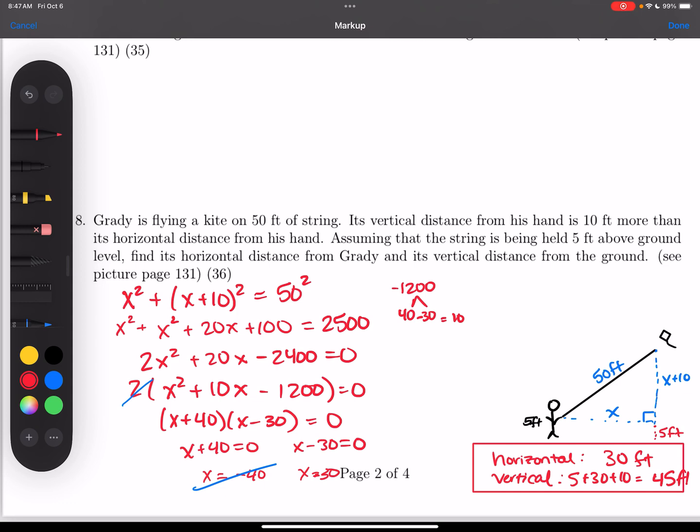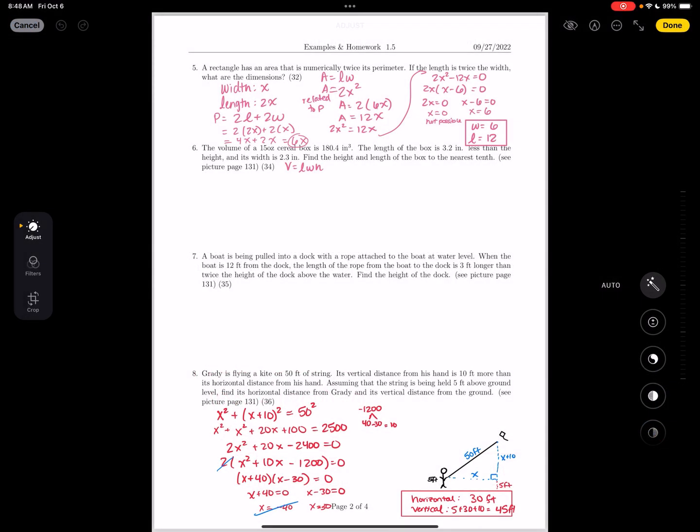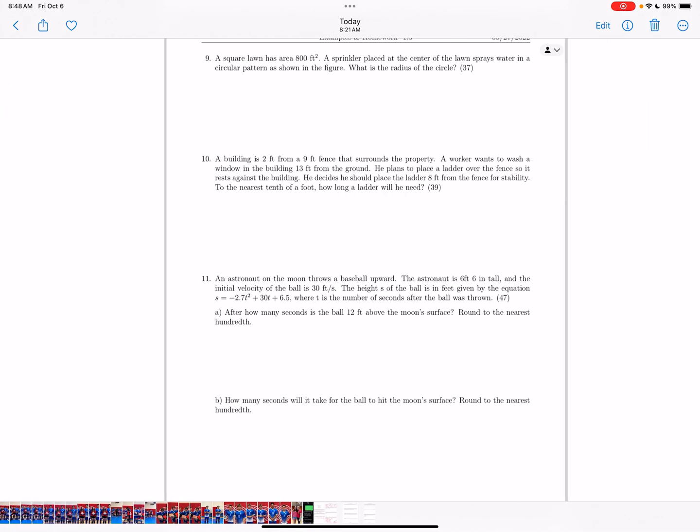All right, any questions on that page before we move on? All right, next page, and we're going all the way to the bottom to number 11.